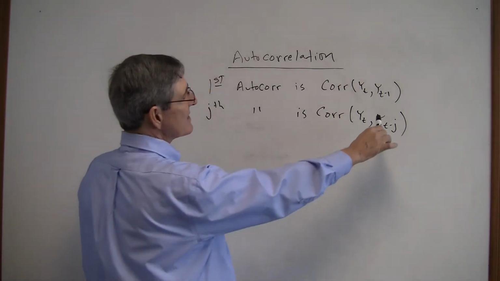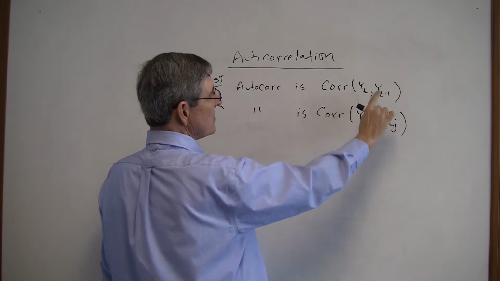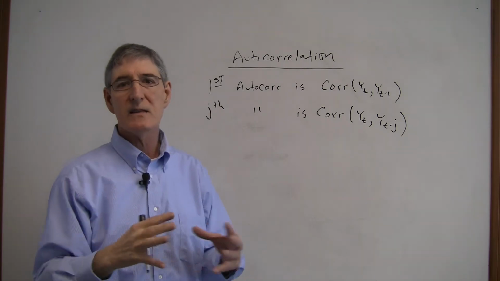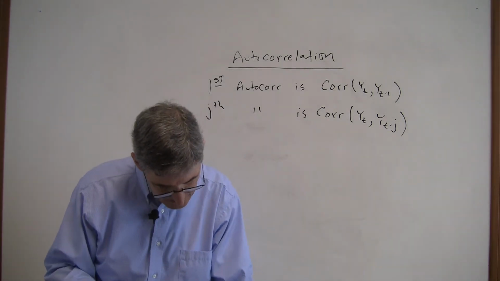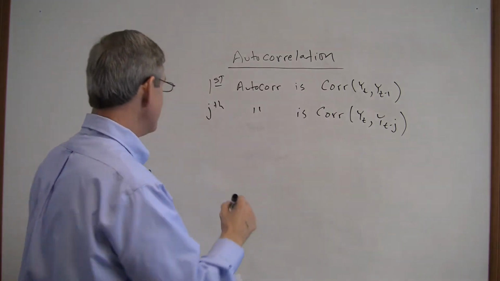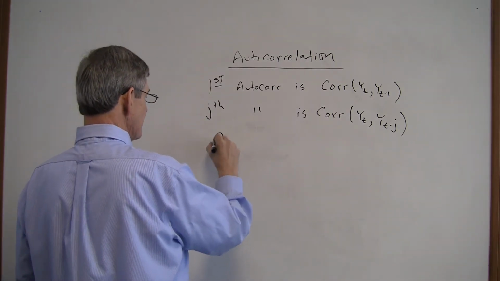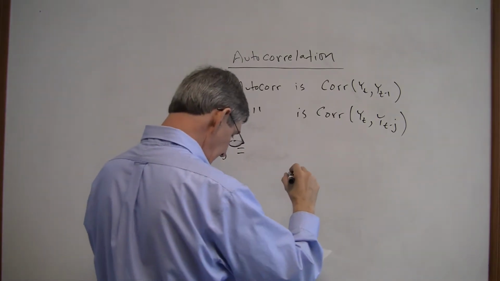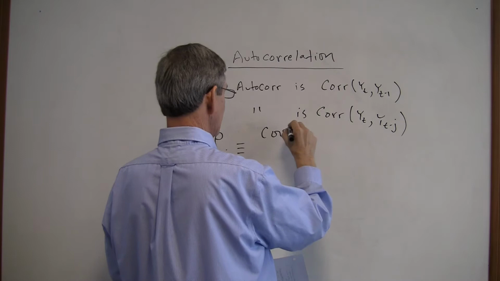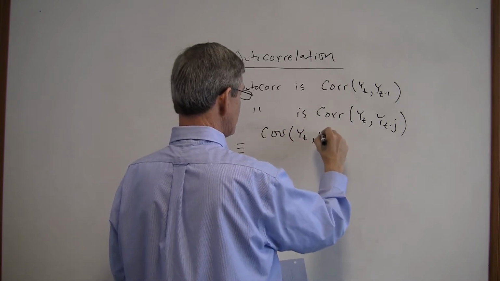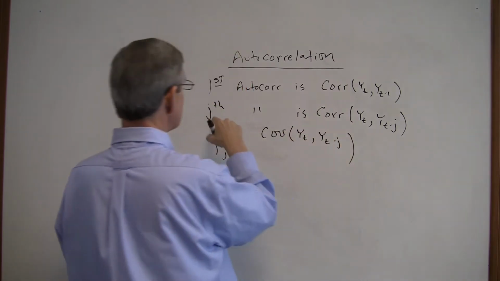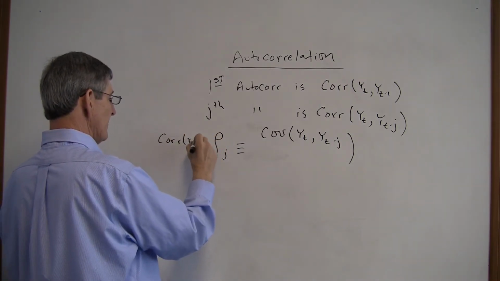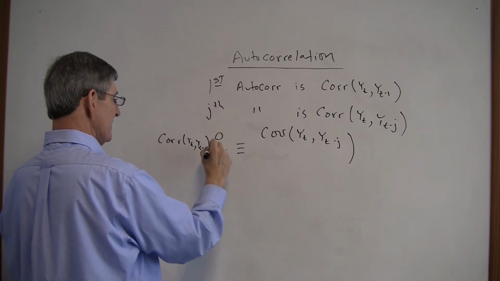Now, as I was saying, we would expect this to be much larger than, say, when j equals 6, because the correlation tends to die out as we move over time. The definition of this: rho j is equal to the covariance of yt and yt minus j. This is the correlation of yt and yt minus j.